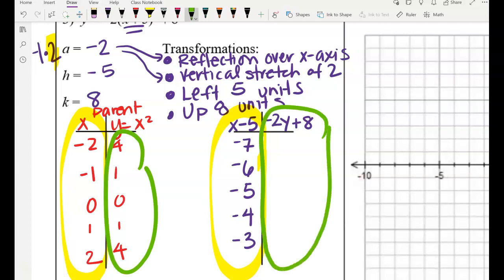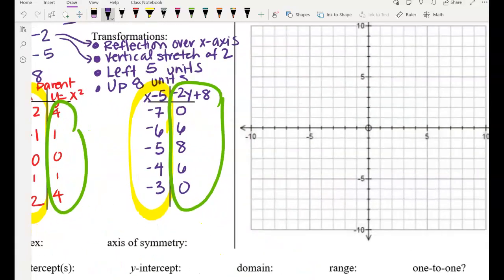Okay? 4 times -2 is going to give us -8. -8 plus 8 is 0. 1 times -2 is -2. -2 plus 8 is 6. 0 times -2 is 0 plus 8 is 8. If we do this correctly, the bottom 2 values should be 6 and 0. 1 times -2 is -2 plus 8 is 6. 4 times -2 is -8 plus 8 is 0. So that is okay to have.